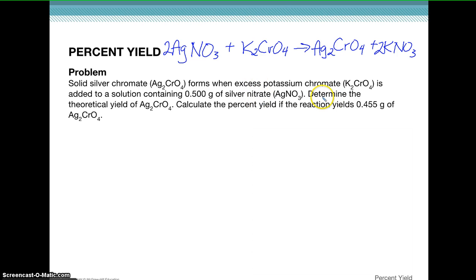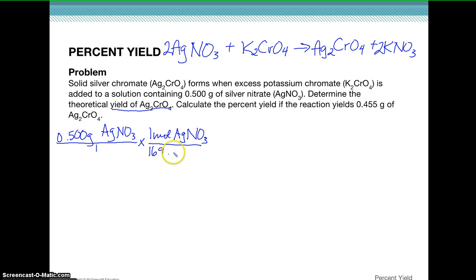So the first thing we want to do is determine the theoretical yield of silver chromate. Okay, so we're going to start with what we have, which is 0.500 grams of AgNO3. And from there, we want to calculate the mass of silver chromate. That's what we're trying to find. So we convert our grams to moles with the molar mass of silver nitrate, which is 169.872.